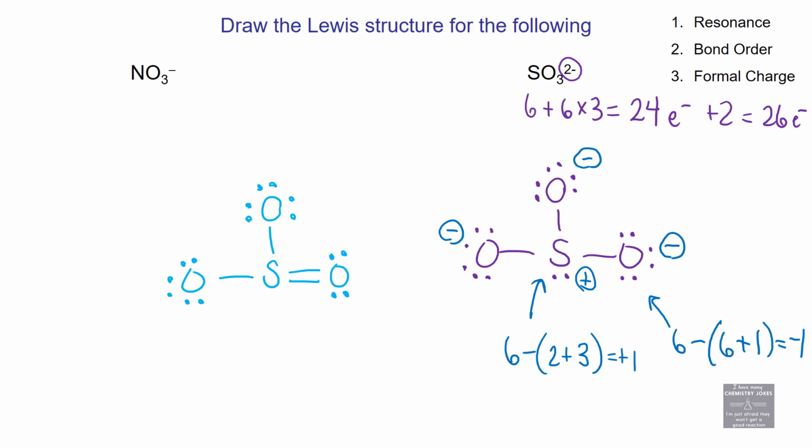Hold on. So if I turn this single bond into a double bond, my sulfur now has 8 electrons around it, and so do all of my oxygens. But 2, 4, 6, 8, 10, 12, 14, 16, 18, 20, 22, 24, I've got 2 more electrons that I didn't represent. Put them on the central atom because it can have an expanded octet.